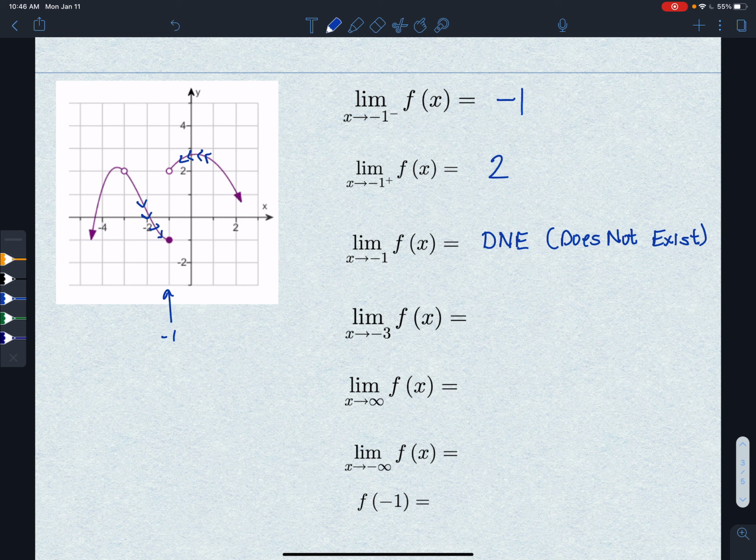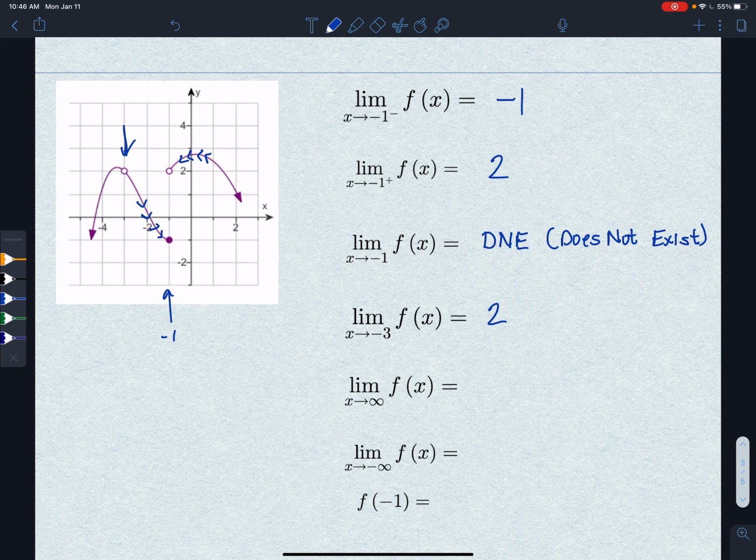Okay. So then looking further, when x approaches -3, well, that's about right here. And yes, there is a hole in the graph, but it looks like the graph is doing the same thing on both sides. It is approaching the y value of 2. So we can safely say that that limit exists and is equal to 2.